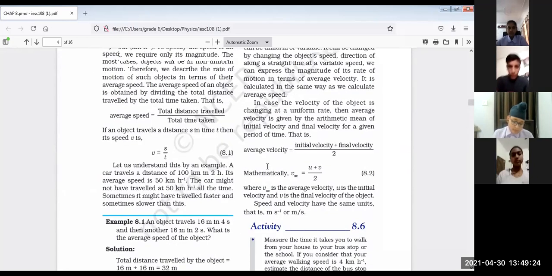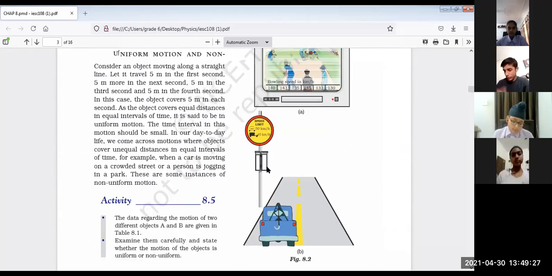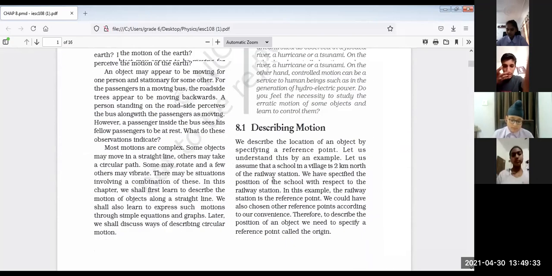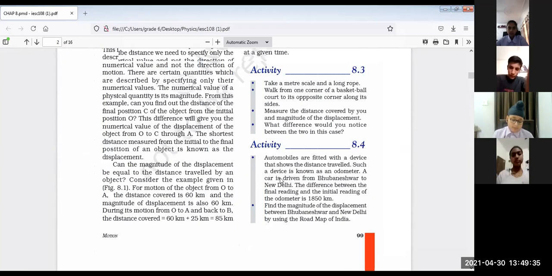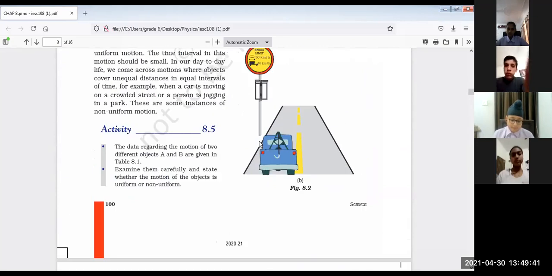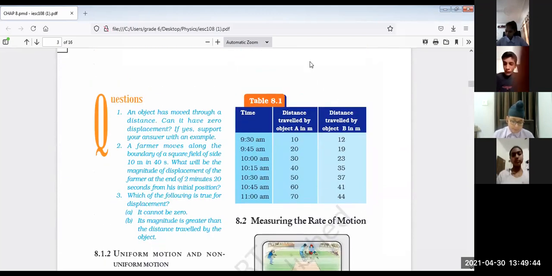Chalo. Let's take one more numerical. Now we will take the unsolved one. Okay. So this is the beginning of the chapter. Okay, so we have the blue questions on page number 100. Blue questions on page number 100. I am going to take second question from here, which is a numerical.